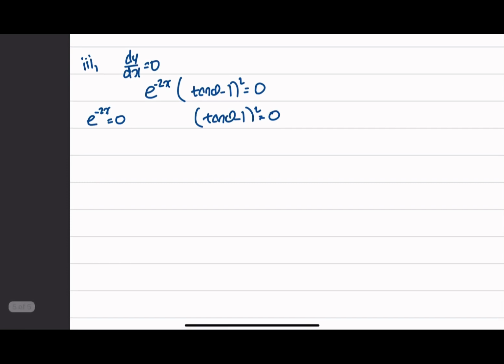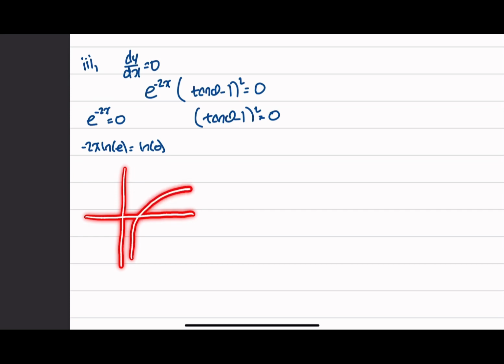This will be undefined because if we ln both sides, we're left with minus 2x ln e equals ln 0. Since logs never touch the y-axis, the graph for logs looks something like this. Since they never touch the y-axis, we can say ln 0 will never be defined, hence this part will be undefined.